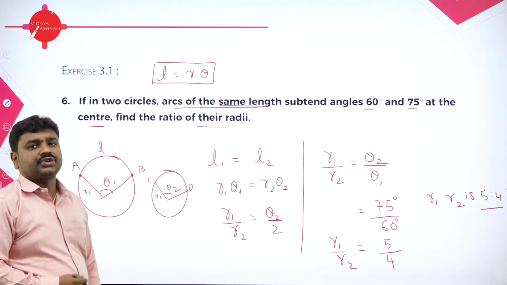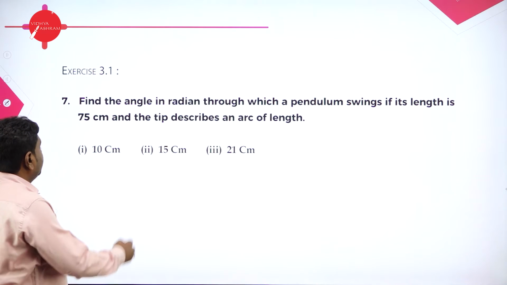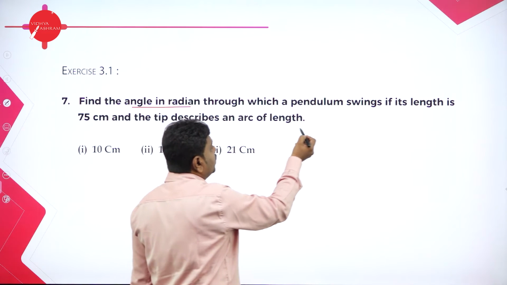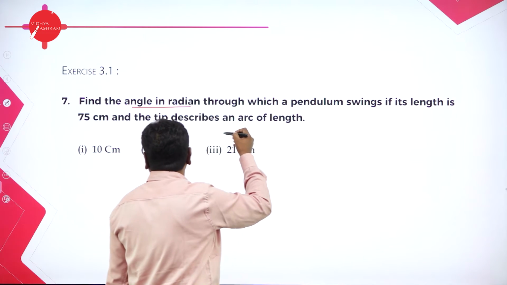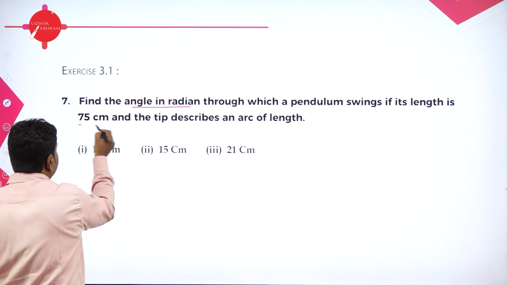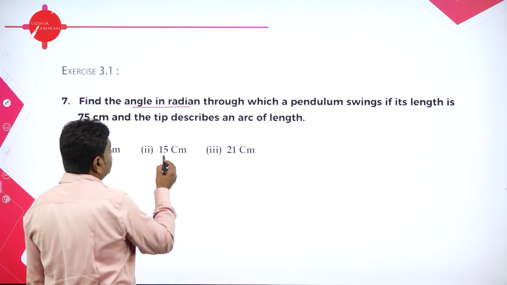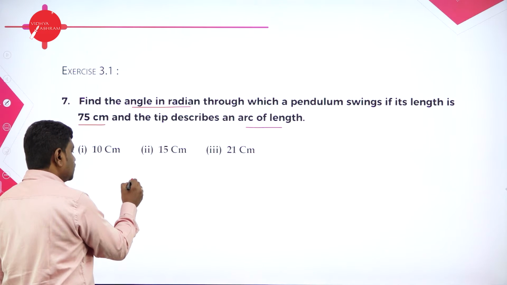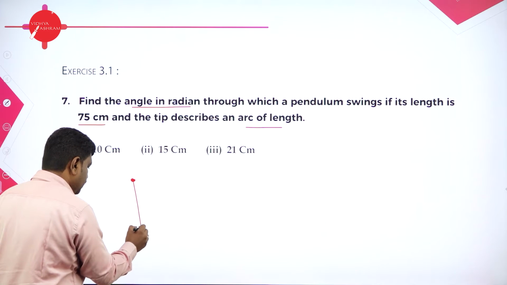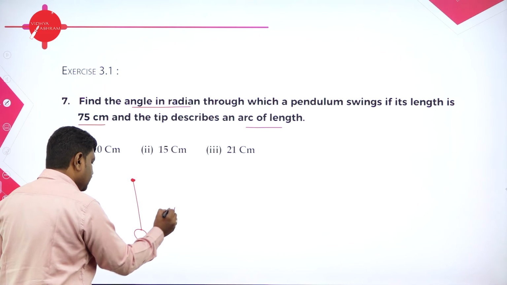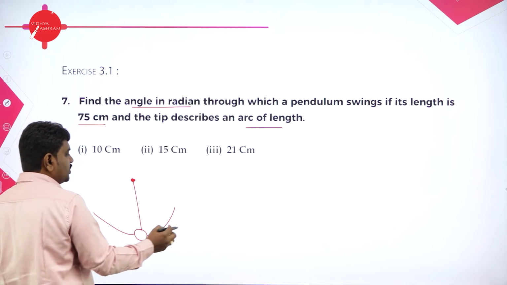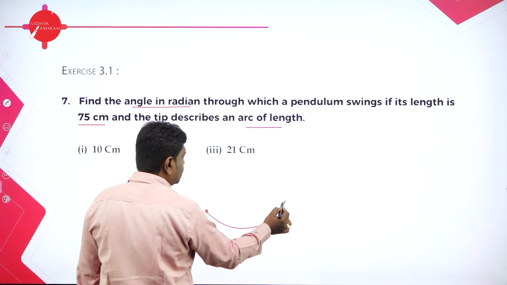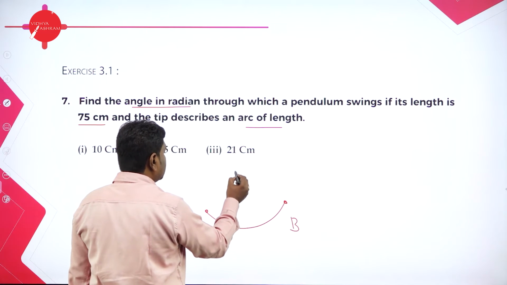We'll go to the next question now. Find the angle in radians through which a pendulum swings if its length is 75 centimeters and the tip describes an arc. See, first let me draw a diagram. So this is the pendulum. The pendulum will swing like this, so the pendulum is covering an arc A to B.